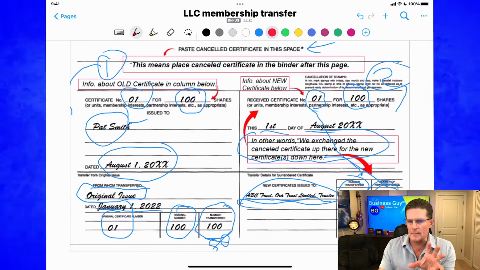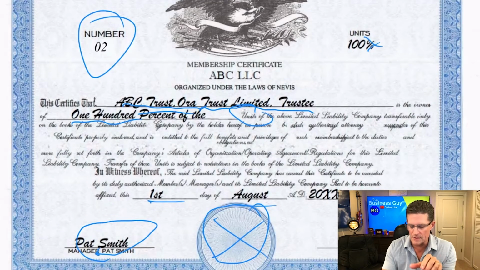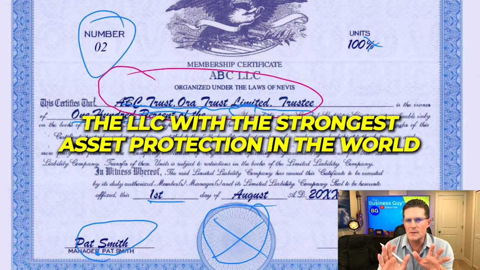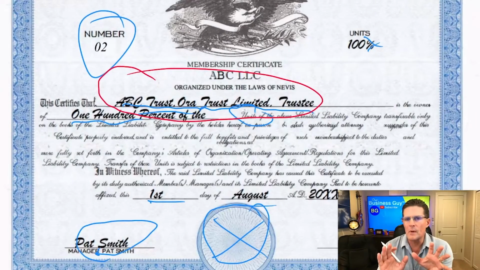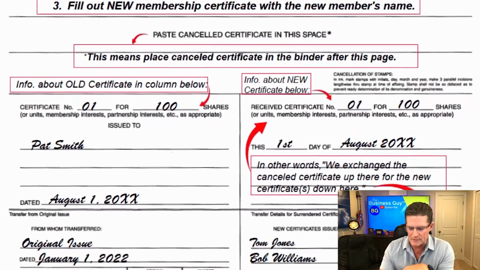So if you were selling your membership interest to another person, you'd simply write that other person's name here. And you'd also write that other person's name here. So the membership interest transfer is the same, whether it's being transferred to a trust or another person or to a company. The LLC with the strongest asset protection in the world is an LLC down in the Caribbean island of Nevis or in the Cook Islands. So some people will have us set up a Nevis LLC to own all of their US LLCs since you have stronger asset protection.